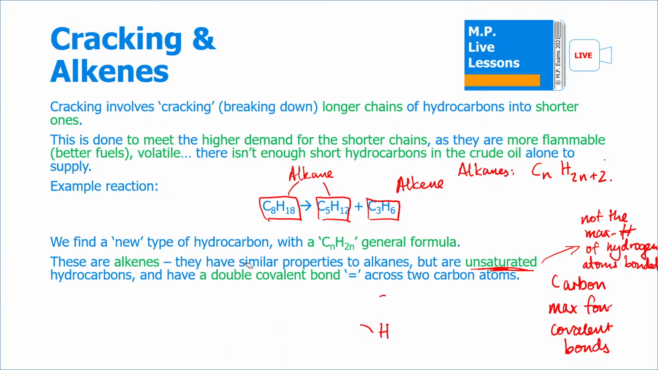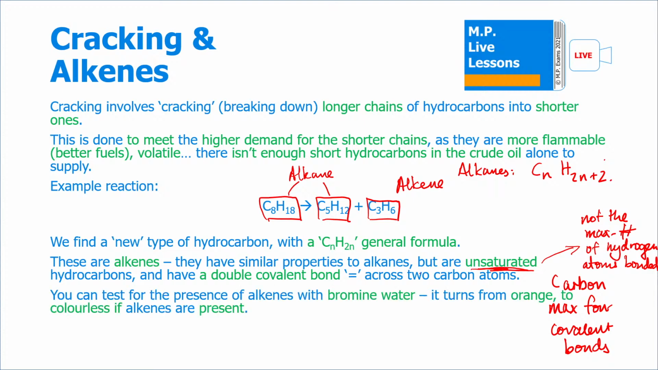You can test for the presence of alkenes using something you're familiar with, which is bromine water. Bromine water is initially orange, but if alkenes are present, it turns the bromine water colorless.